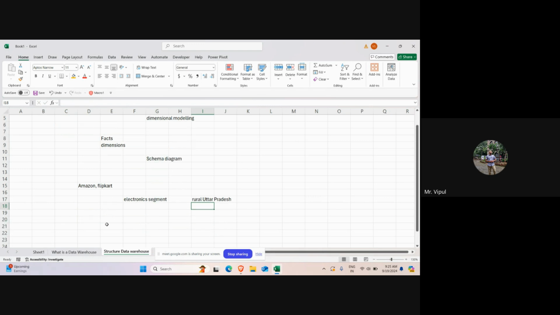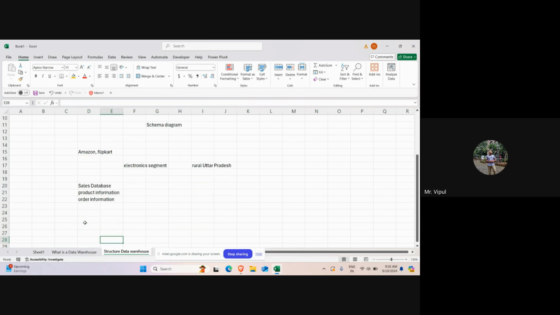You have access to the sales database from various districts, various product information, or various order information, which includes the means of transport used, the customer management system database and many other such databases. How will you proceed? This session will teach you exactly what you should do to answer such a question.